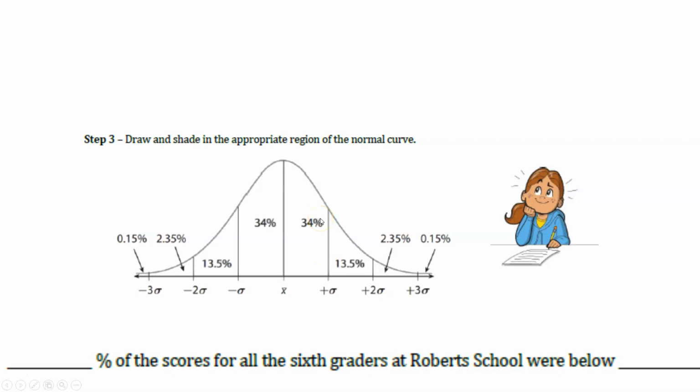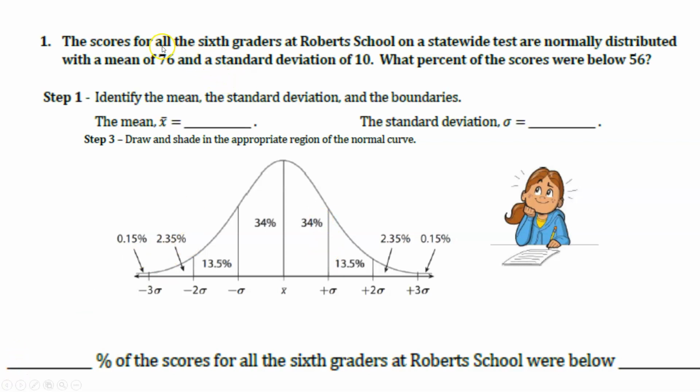So as you can see here, we have the scores of all sixth graders of a school for a statewide test that is normally distributed. It says the mean is 76 and the standard deviation is 10. We're going to highlight some stuff, so if you don't have a highlighter, go ahead and underline. That's fine. So the mean is 76 and the standard deviation is 10. They give us this shape, and notice, yes, I am skipping a few steps on the packet, going straight to drawing and shading the normal curve.